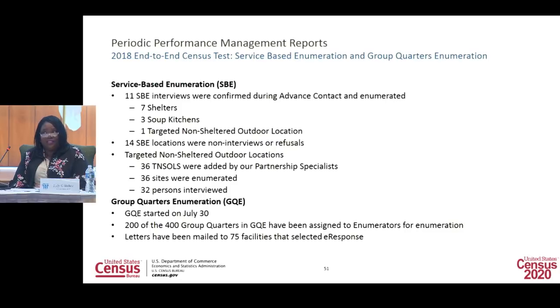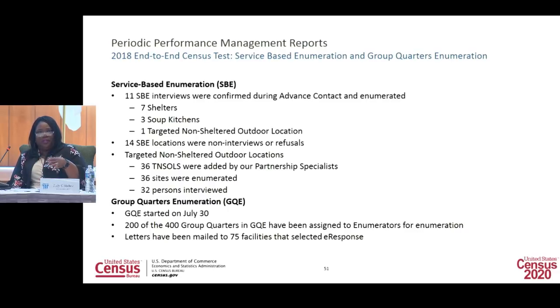So group quarters data collection, again, the other GQ types, we just started interviewing them on Monday, July the 30th. We had a workload of 400 group quarters, and 200 of them, as of my last check, were assigned to enumerators. We sent letters out to the 75 administrators who wanted to do e-response. Those letters are at their door, and within that letter, we instruct them, there is a user ID for the contact person, and there's an ID for each of the GQs that are associated with that administrator.